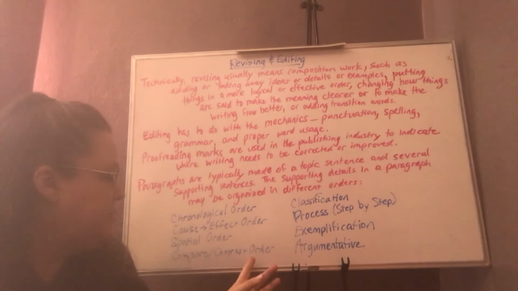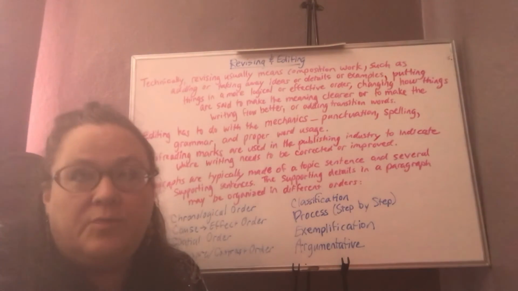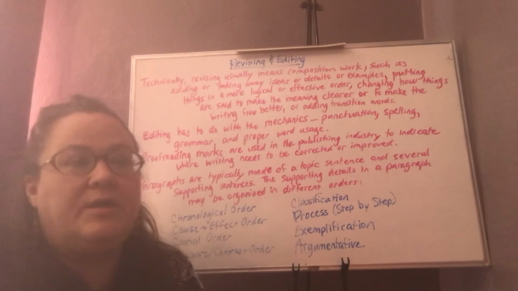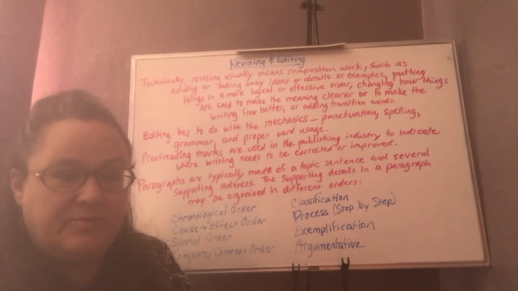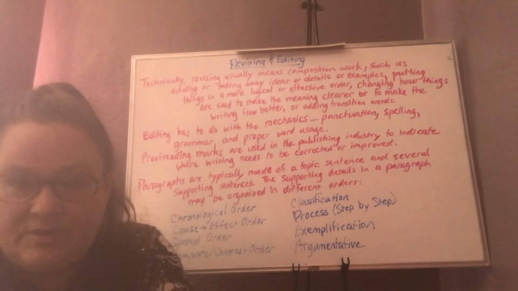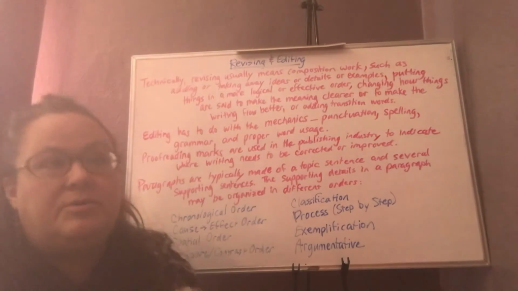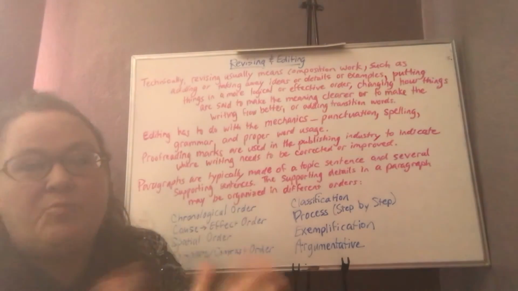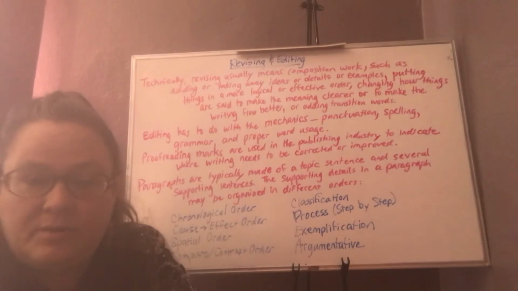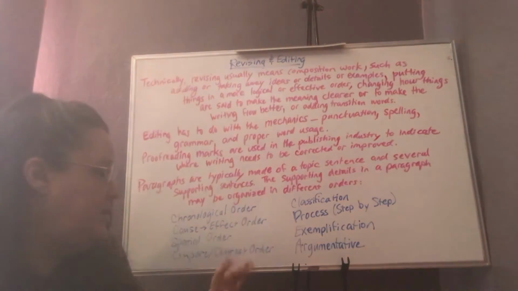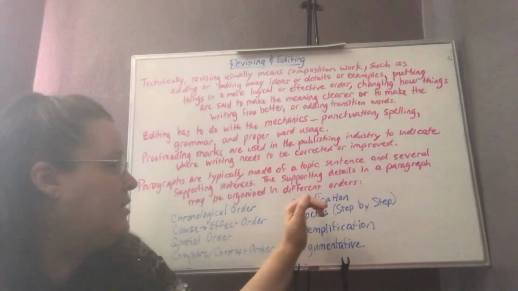Compare, contrast order. So there are a couple of ways to do that. You can write all the things these different things have in common, and then all the things they have different. Or you can go back and forth and say, it's alike in this way, but not in this way. It's alike in this way, but not in this way. And those would be compare, contrast orders.